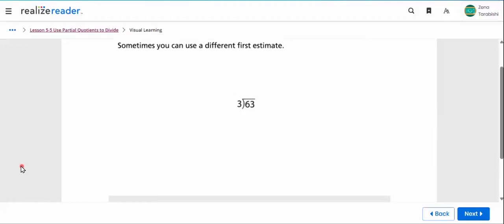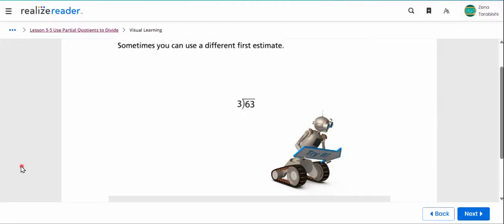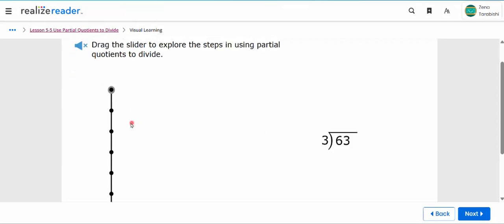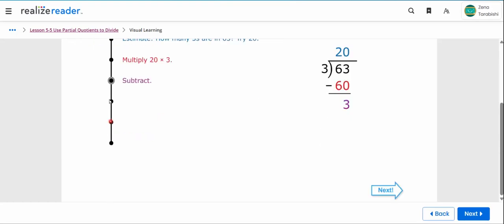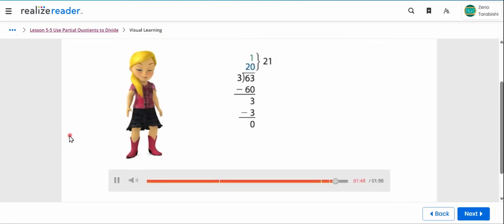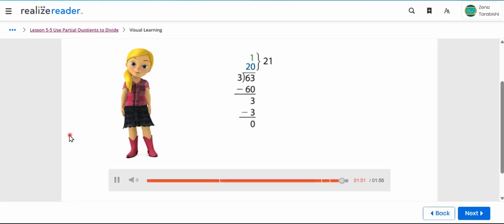Sometimes you can use a different first estimate. Drag the slider to explore the steps in using partial quotients to divide. There are 21 groups of 3 in 63. 21 rows of seats are needed.